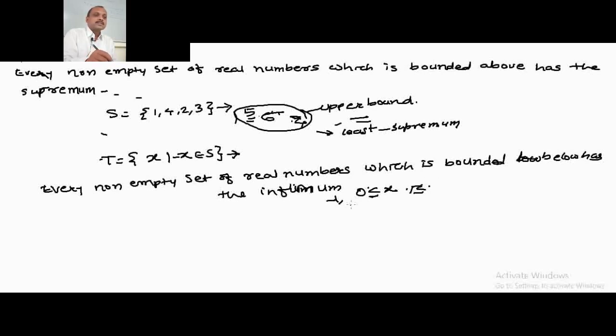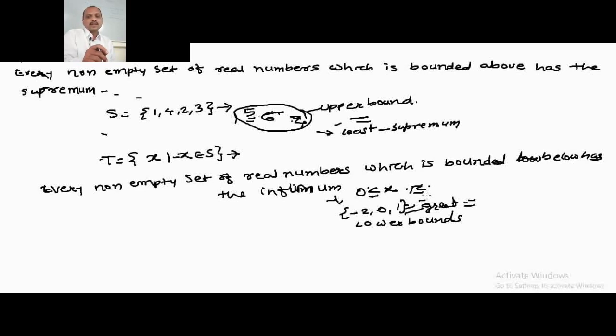Likewise, this set of lower bounds of S is infinite: minus 2, minus 3, minus 10, minus 100, 0 and 1. From this set, choose the greatest one. The greatest one is 1, and this is called the infimum or greatest lower bound of this set. Therefore, whenever a set of real numbers is bounded below, it has an infimum. This is the property of real numbers.